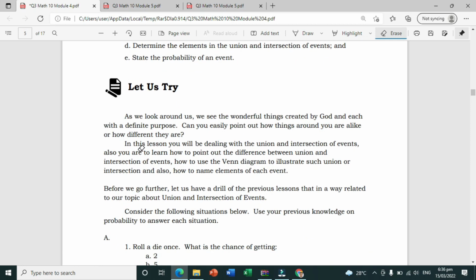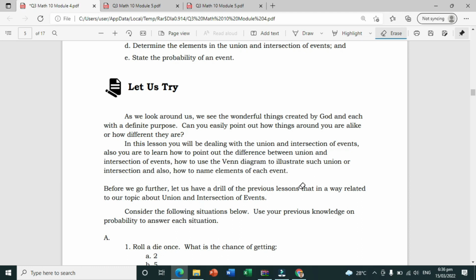So let us try. As we look around us, we see the wonderful things created by God, each with a definite purpose. Can you easily point out how things around you are alike or how different they are? In this lesson, you will be dealing with the union and intersection of events. Also, you are to learn how to point out the difference between union and intersection of events, how to use the Venn diagram to illustrate such union or intersection, and also how to name elements of each event.